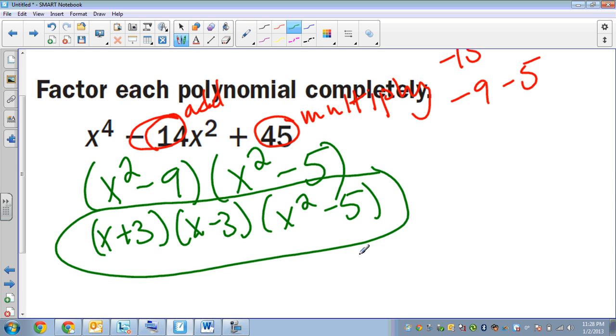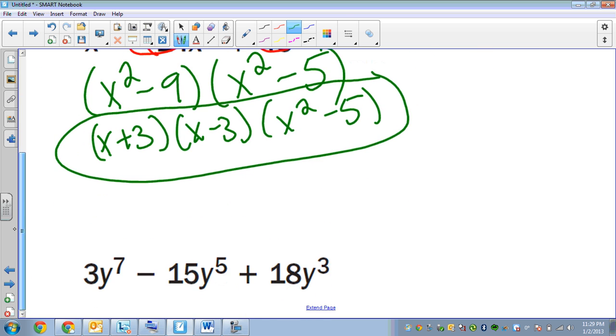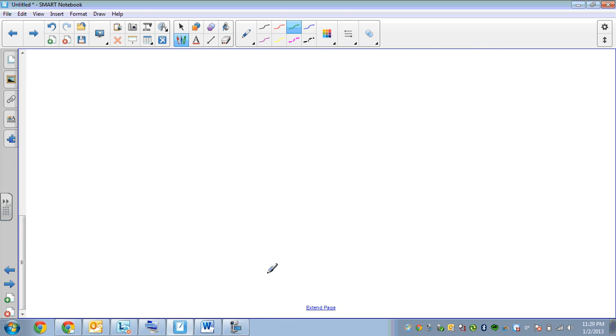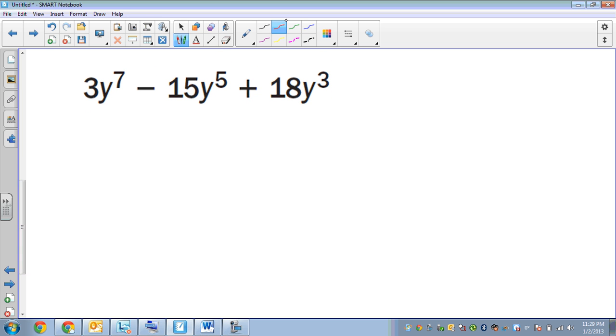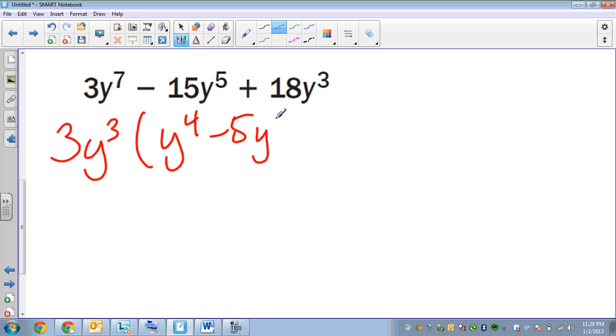Okay, one more problem I want to show you. Here's another one. Yikes! 7th power. Oh my gosh, we've never done exponents that big before. So we look at it and ask, can we take anything out? That's always our first question, and I didn't really talk about that on the first example. We can divide each by 3, so that's going to go in front. They each have at least y to the third, so we can take that out. So we're left with y to the fourth minus 5y squared plus 6.